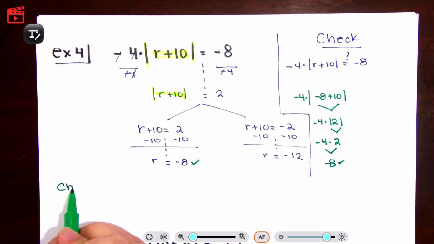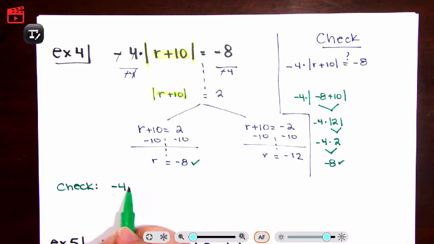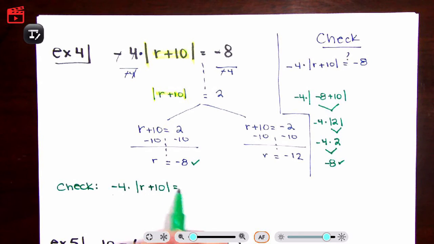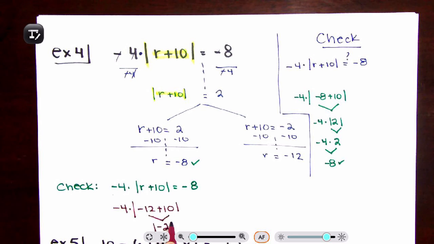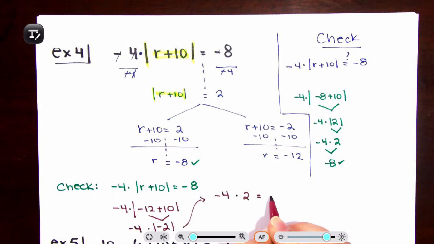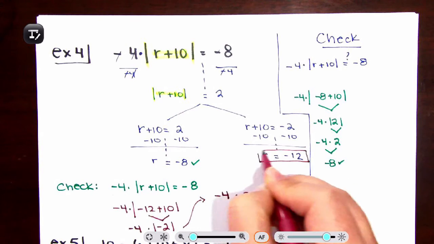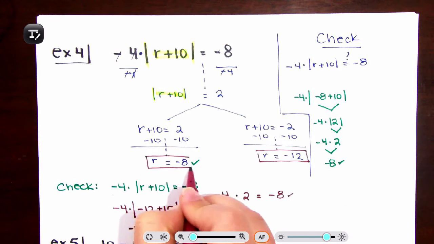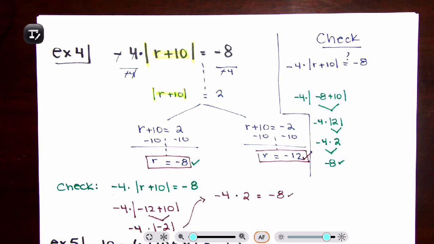We got to do one more check. So negative 4 times the absolute value of r plus 10 equal to maybe negative 8. So we're going to plug in negative 12 and see if that provides us with negative 8 as our output. So our input here is negative 12. Negative 12 plus 10 is a negative 2. I'm going to bring that up here. Absolute value of negative 2 is a positive 2. Negative 4 times 2 is negative 8. Therefore, it does work out. So that means one of our solutions is that r is equal to negative 12, and the secondary solution is that r is equal to negative 8.